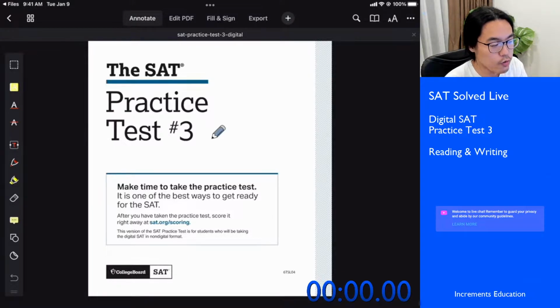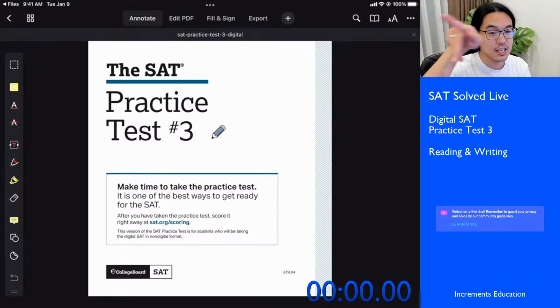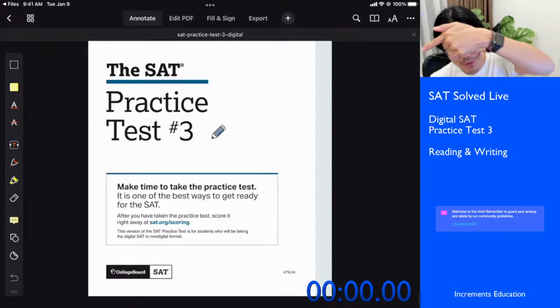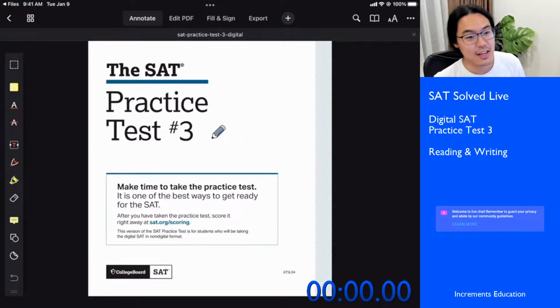Today, I'll be going over the digital SAT, the linear, non-adaptive PDF version, the thing that you see right in front of you over here. I'm still bad at the direction of these things. And I'll be going over the reading and writing section. I've actually just finished practice test number 2, and I'm just chomping through them at this point, really, just to get it out of the way.